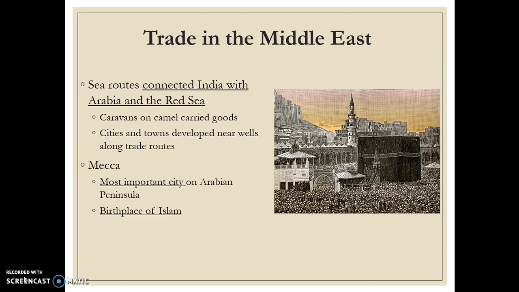And Mecca is one of these cities that prospers due to trade. It's the most important city on the Arabian Peninsula, and it is the place where Islam is born.